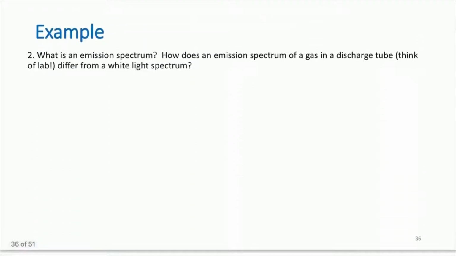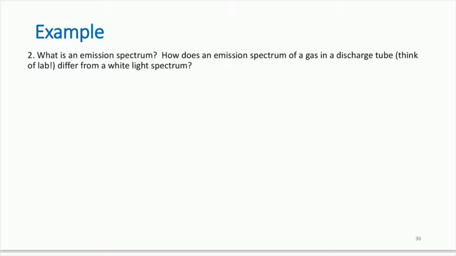What is an emission spectrum, and how does an emission spectrum of a gas in a discharge tube, think of lab, differ from a white line spectrum? I know you guys haven't done this in lab, so that comment's probably not as helpful to you. Most schools do a lab like this, and unfortunately you guys don't have a first semester lab here, so you didn't get to do it, but a lot of students do this in lab.